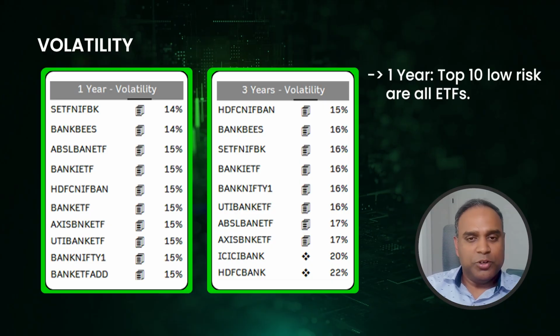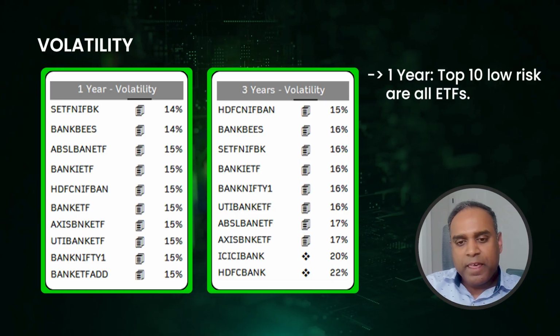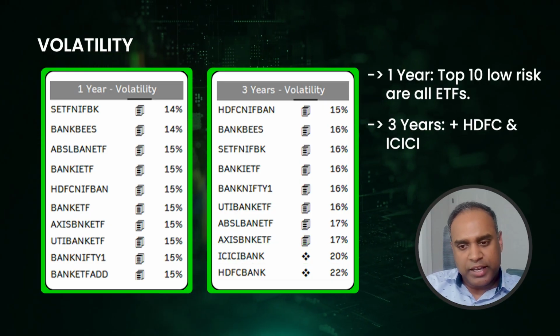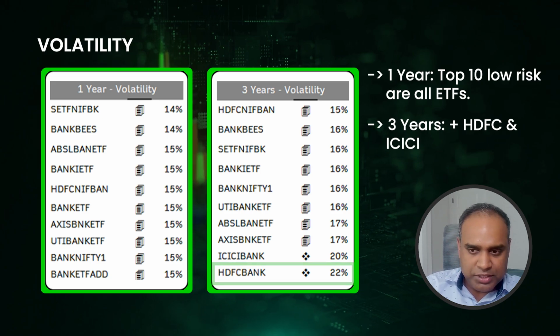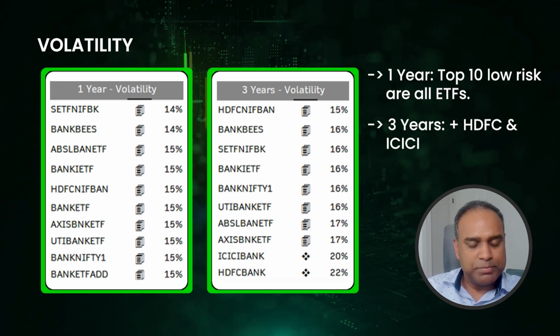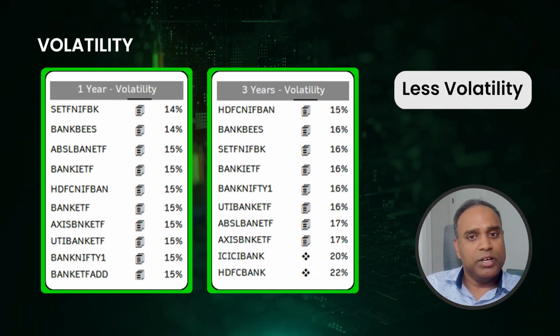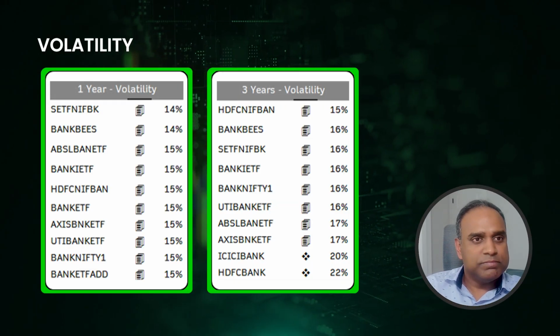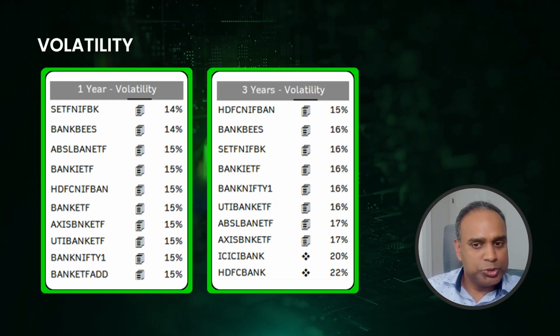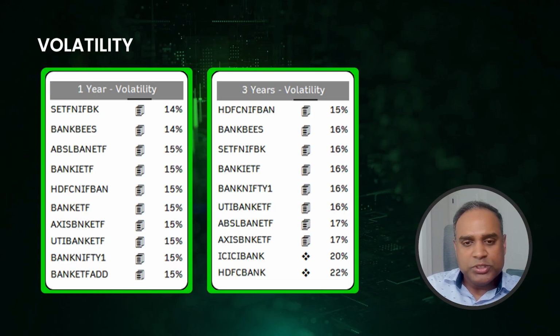So the ETFs are dominating. That's a clear pattern. And when you go back to a longer window of time, ICICI Bank and HDFC Bank start coming into this mix. So they're also a couple of those stocks which are less volatile, meaning they don't really have that dramatic fluctuation. And so those are the main takeaways.